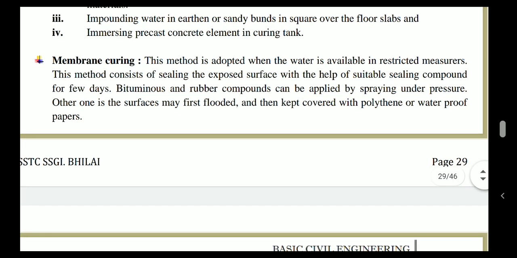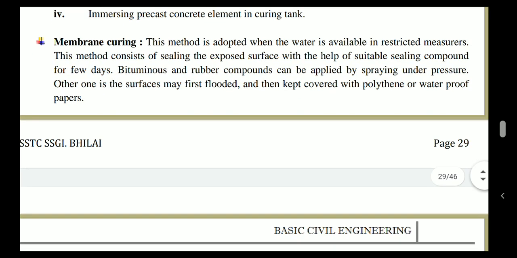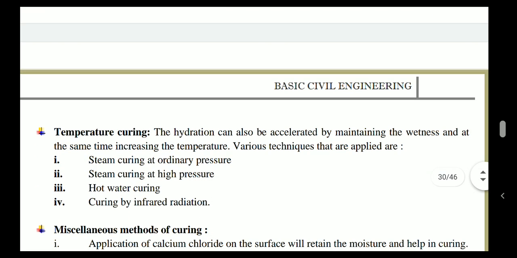Then the second important method is membrane curing. Membrane curing means you have to cover the surface so that it is not exposed and the evaporation is negligible. For this you have to cover the surface with polythene or waterproof paper.